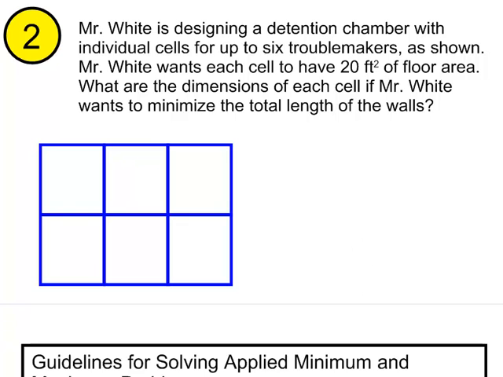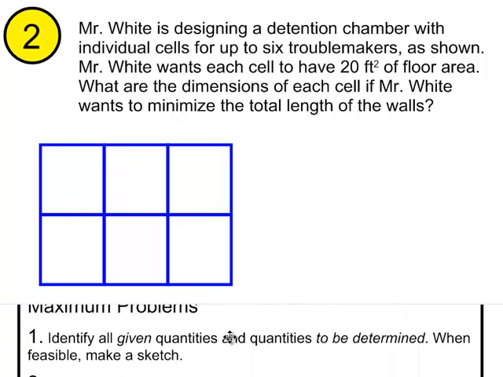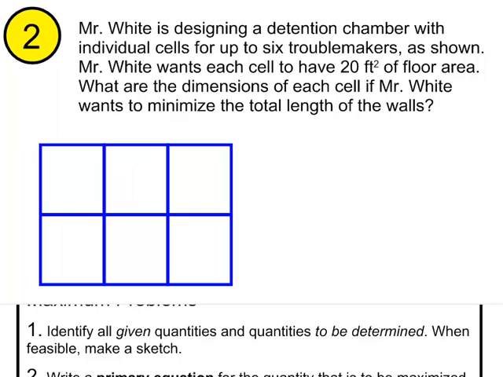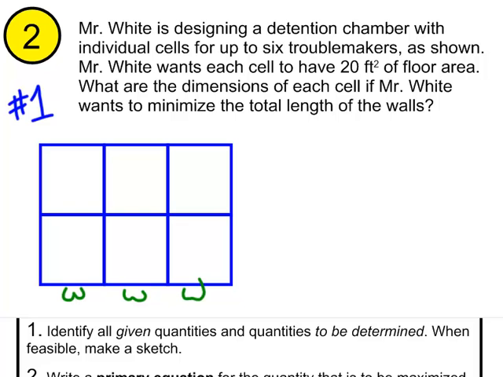That is required for step 1, right? Identify all the given quantities to be determined, and when feasible, make a sketch. So I'm going to call each of those horizontal line segments W. W for width, and I'll call the vertical ones H. And I'll just document in the picture there that each of these cells is going to be 20 square feet.